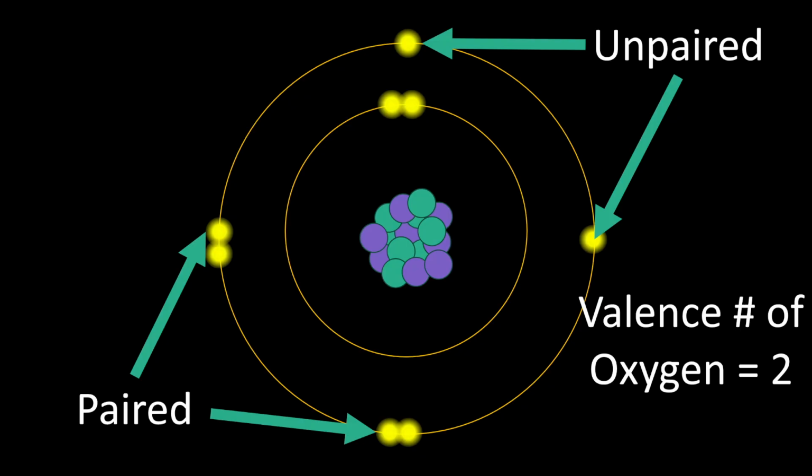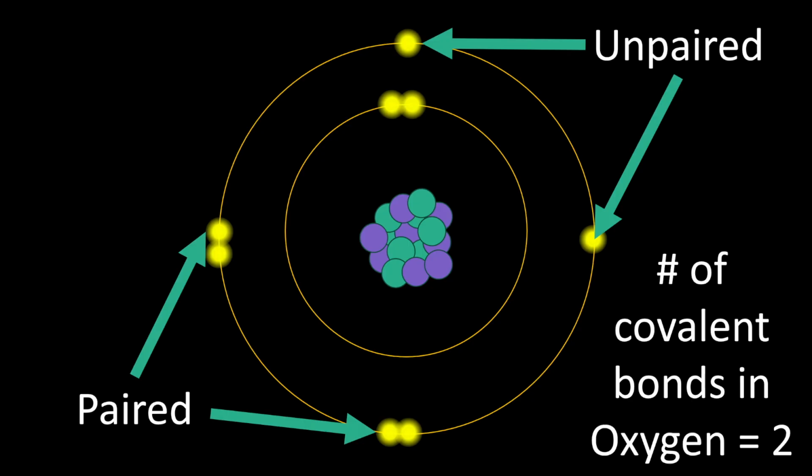This matters because the valence number usually tells us how many covalent bonds an atom will form. So oxygen will form 2 covalent bonds.